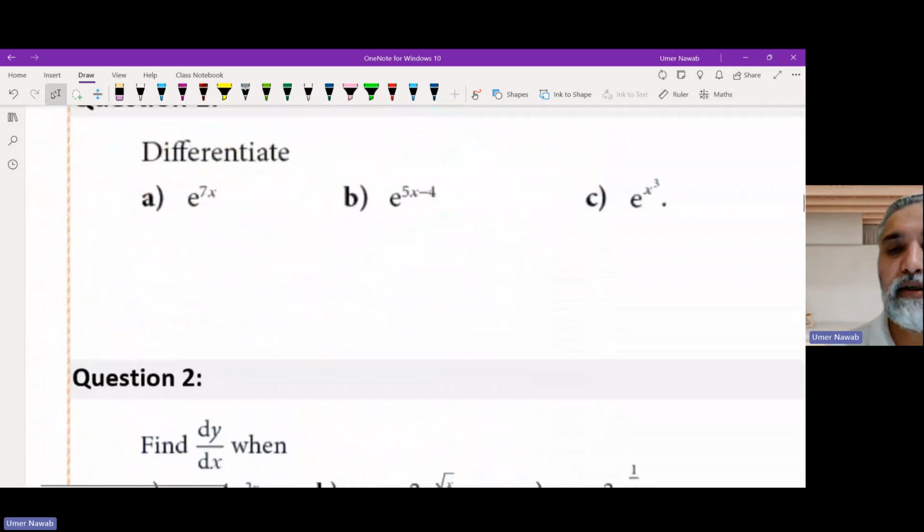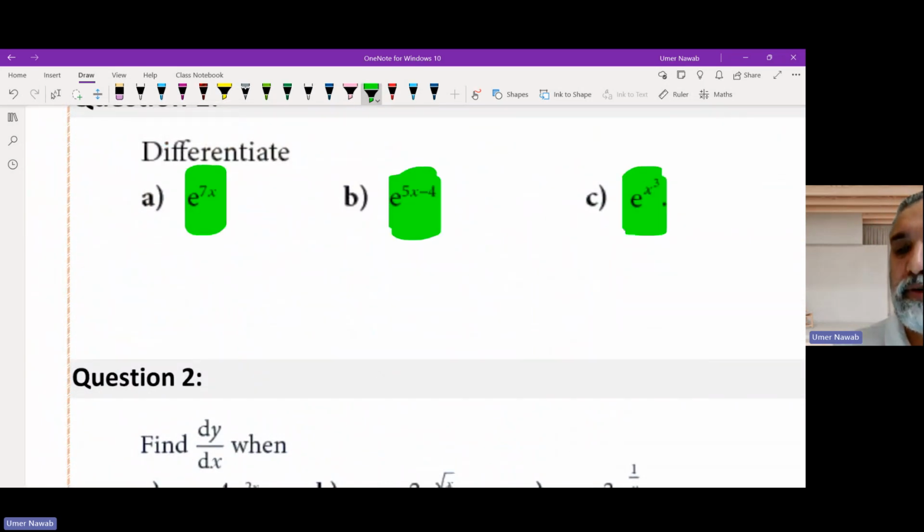So let's start the questions, guys. I want to find the derivative of these exponential functions. You remember, I will get the same answer, 7x e raised to 5x minus 4 e raised to x cubed. But is my job over? No. What is the further derivative of 7x?